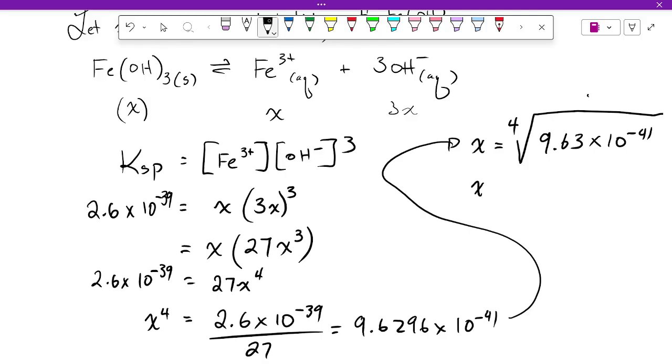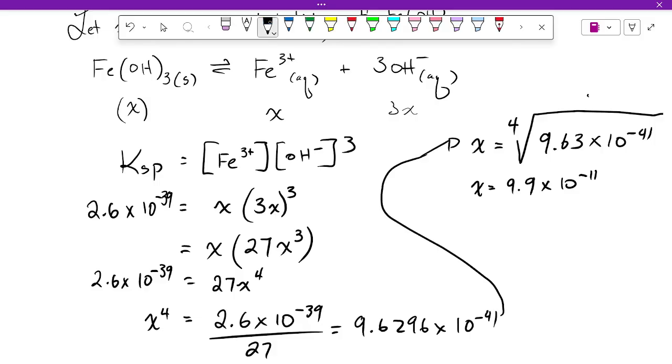And I get 9.9 times 10 to the negative 11. Is that what you get? Did I do it wrong again? I get 1.0 times 10 to the negative. Yeah, that's right. Sorry, what did I do wrong? I don't know. Did you get 9.26 times 10 to the negative 41? Well, take 2.6 times 10 to the negative 39 and divide by 27.